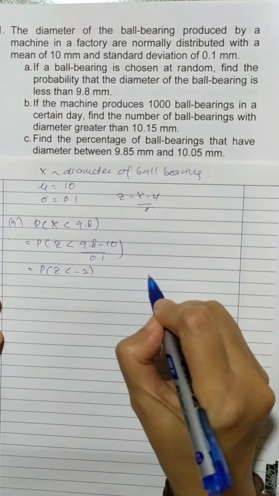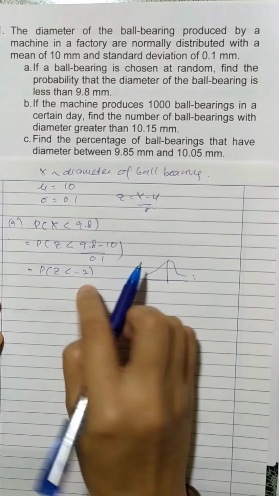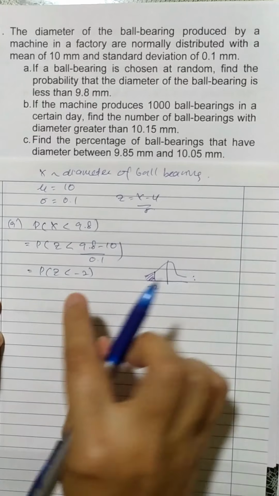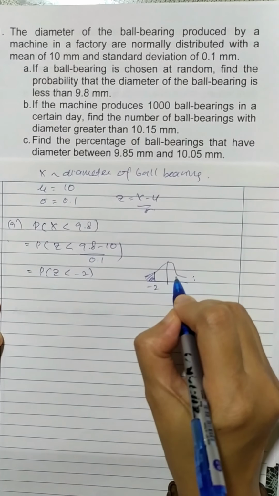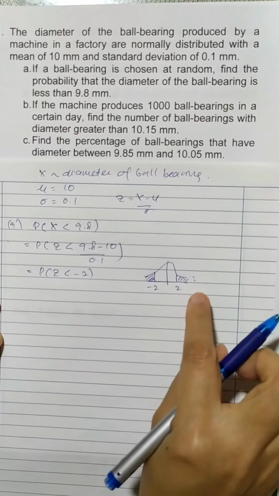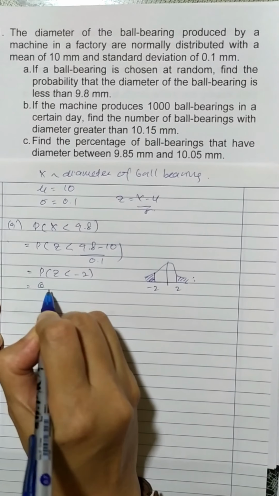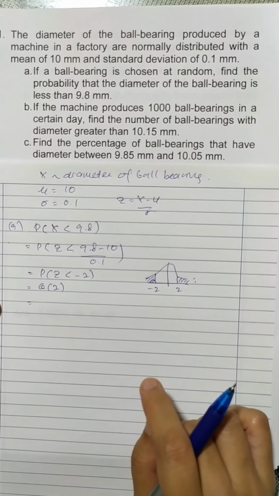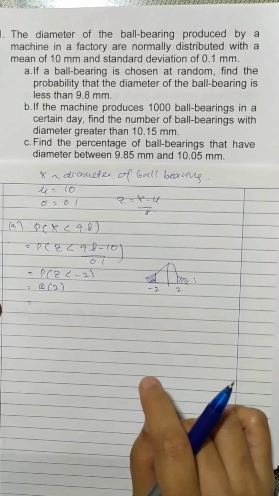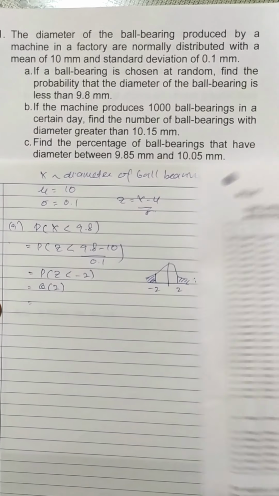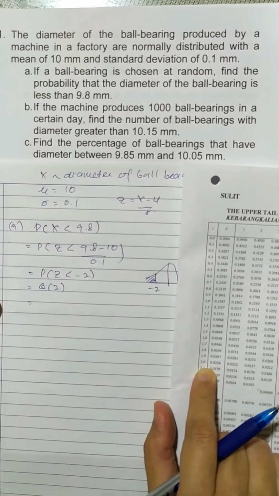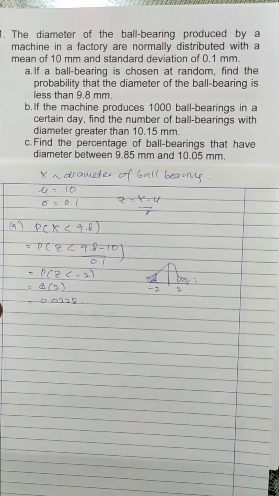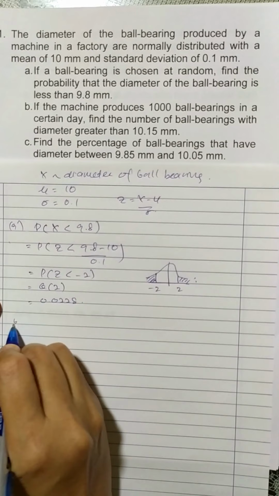Then we draw the normal graph. Negative 2 is at the left, so less than is at the left as well. So you have to reflect to get the upper tail. You reflect, you get 2 here. Now this is the upper tail, so you can express it as Q(2). From the previous lesson, you already know how to read the table of normal distribution. So Q(2) is 0.0228.